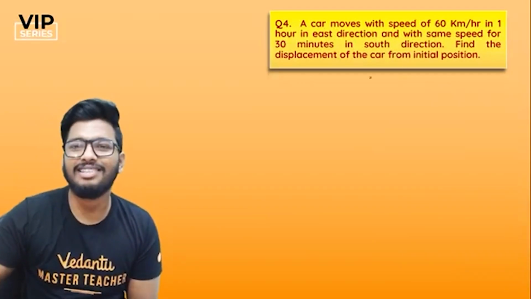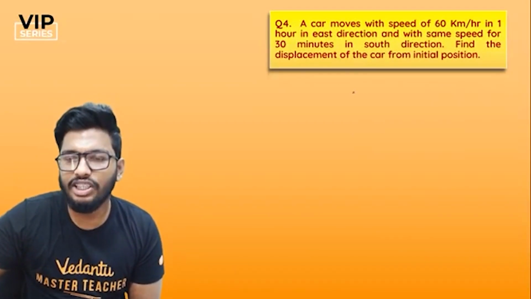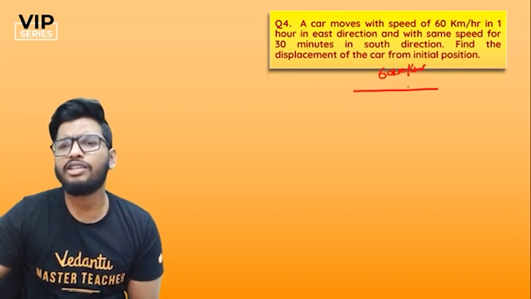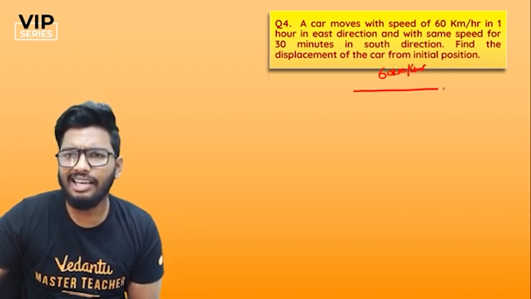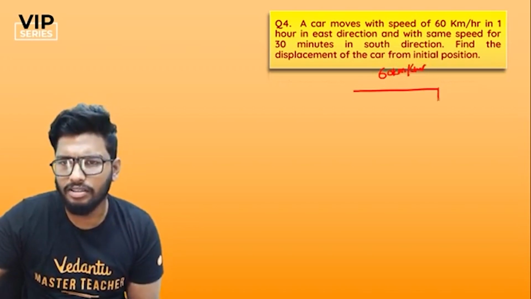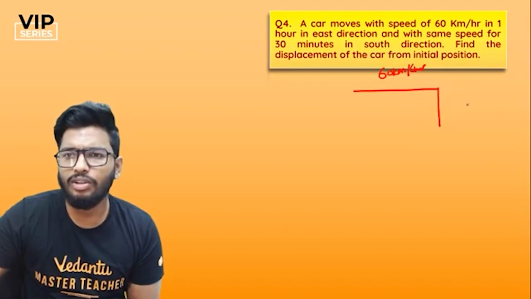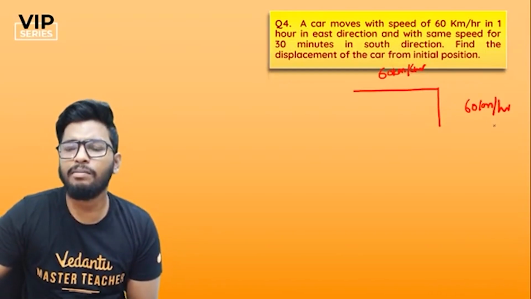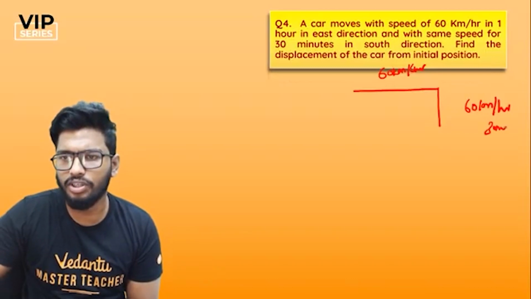Let's try to do this, guys. So there's a car which initially is moving towards the east with a speed of 60 kilometers per hour. All right, and it has moved for 1 hour, right? And then he goes south for 30 minutes, with the same speed of 60 km per hour, but this time he travels for half an hour, right? 30 minutes is what he's traveling for.